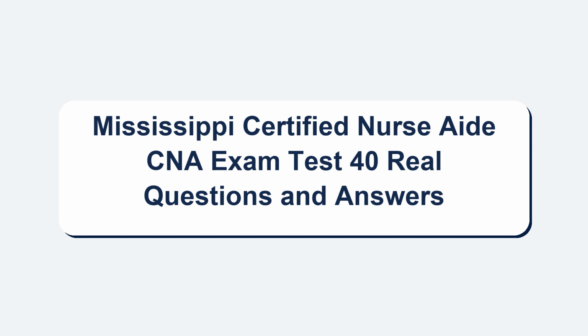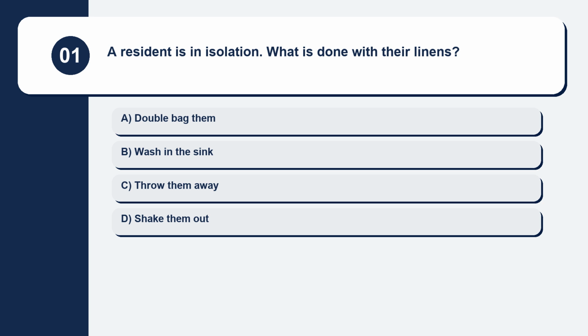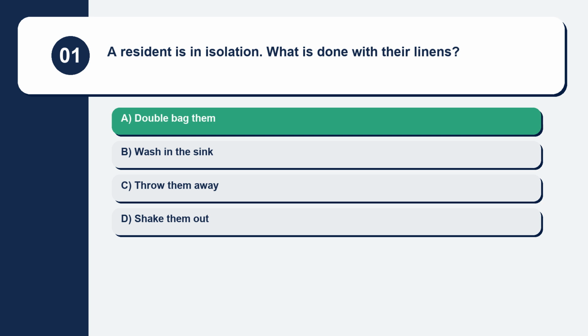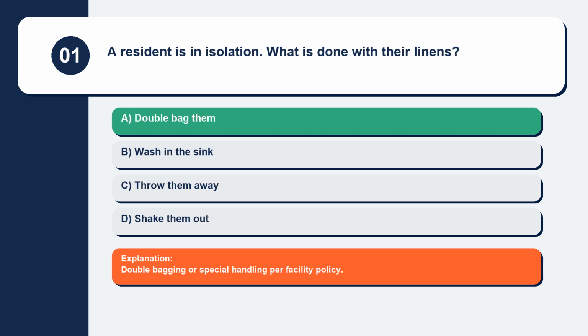Mississippi Certified Nurse Aide CNA exam test, 40 real questions and answers. Question 1. A resident is in isolation. What is done with their linens? Double bag them, wash in the sink, throw them away, shake them out. Answer: double bagging or special handling per facility policy.